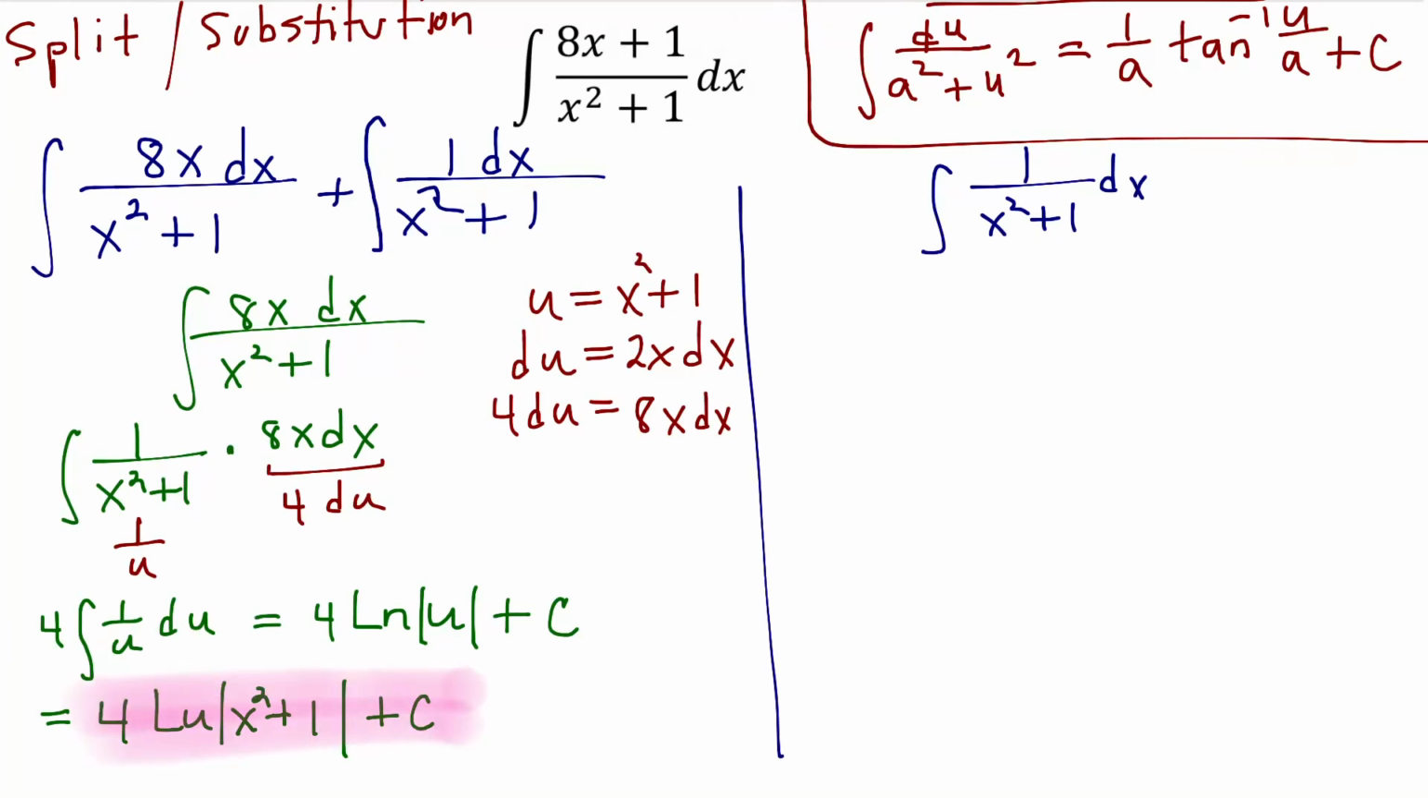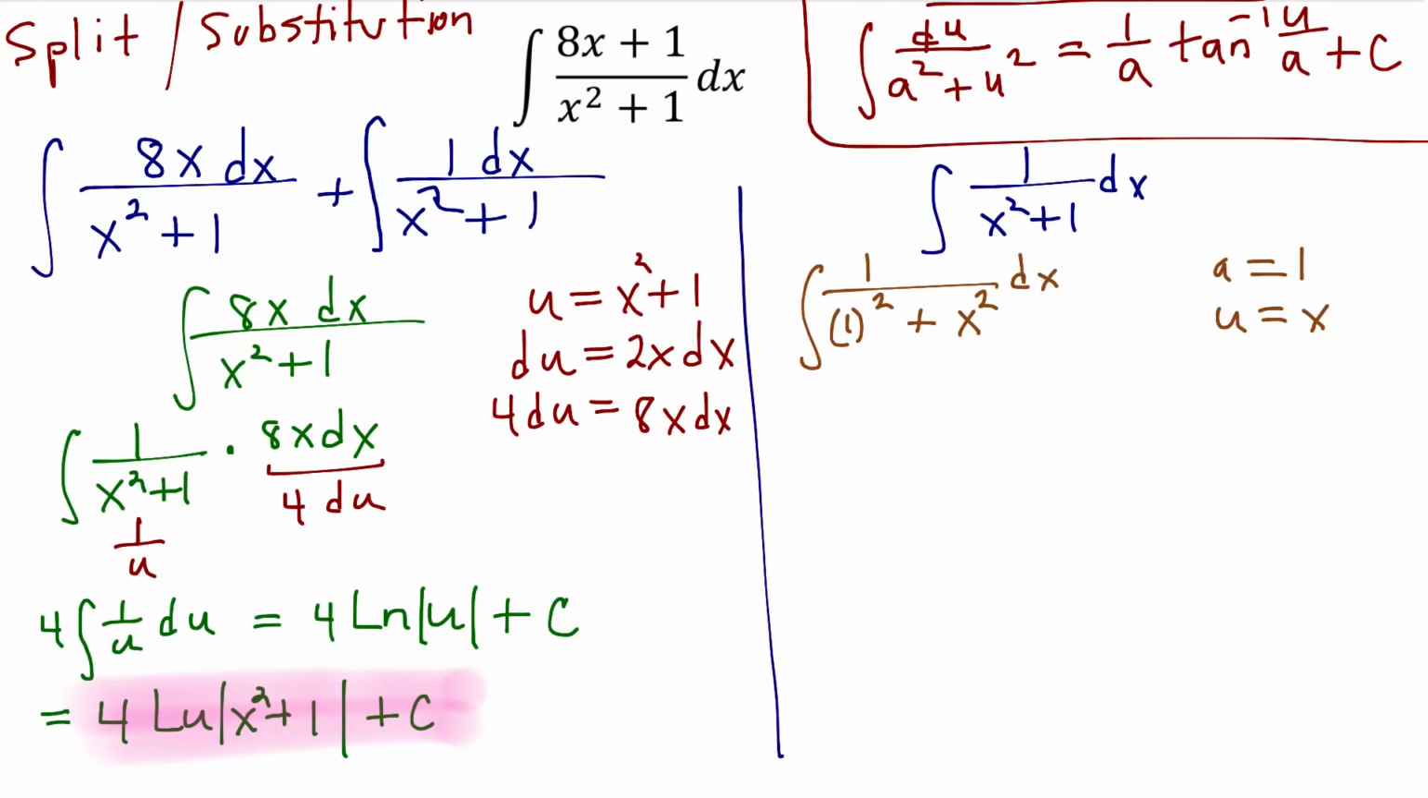And now let's do the right piece. So to do the right piece, I'm going to use this setup over here. So I can see that this would be my u squared, so we can put it in the other order. This is the same thing as the integral of 1 over 1 squared plus x squared. Right, so that means a would be 1 and u would be x. Okay, so this is dx.